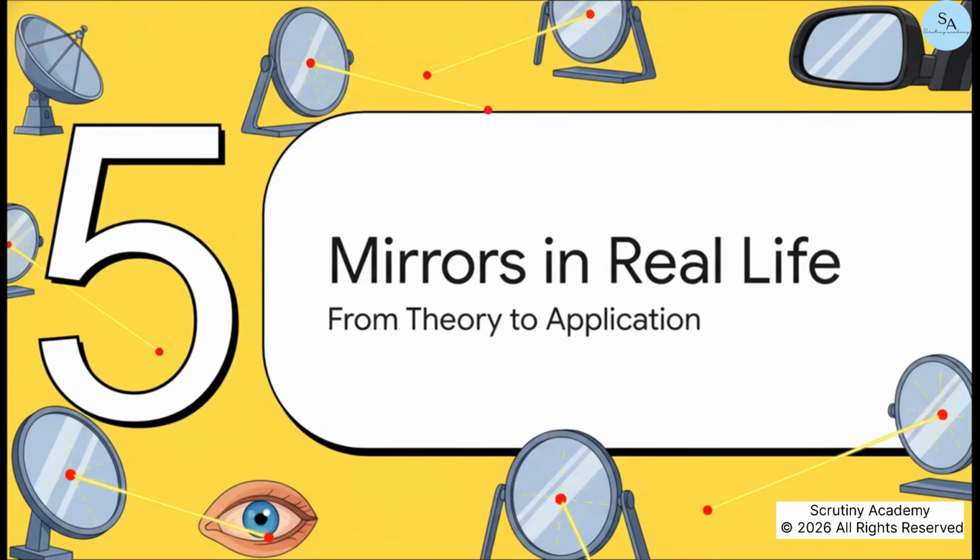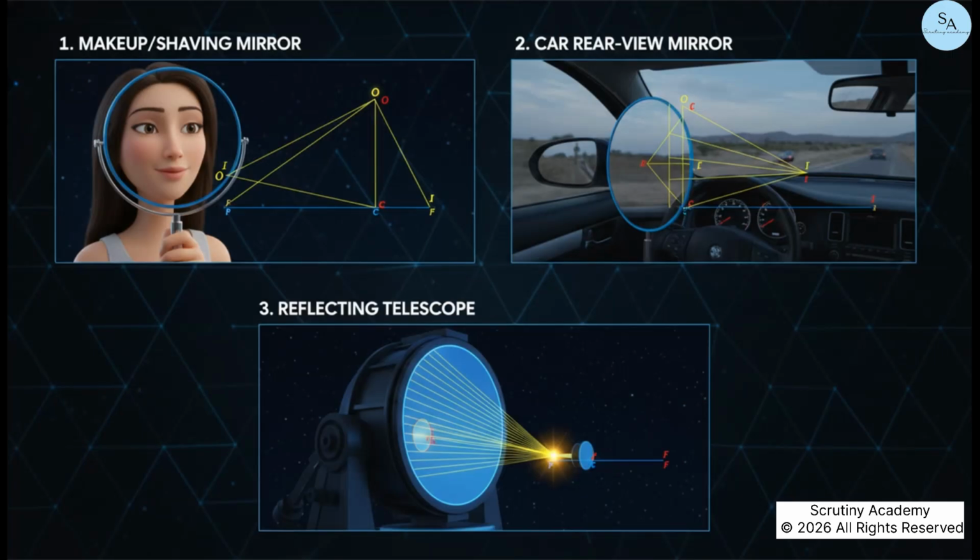Okay, enough with the diagrams for a minute. Section 5. Let's bring this all back down to Earth. Let's connect the theory to the real world and finally answer that question from the beginning. Where do you actually find these mirrors in your daily life? Well, they're everywhere. Those makeup and shaving mirrors that let you see everything up close, those are concave mirrors. You put your face inside the focal length and boom, you get a bigger magnified image.